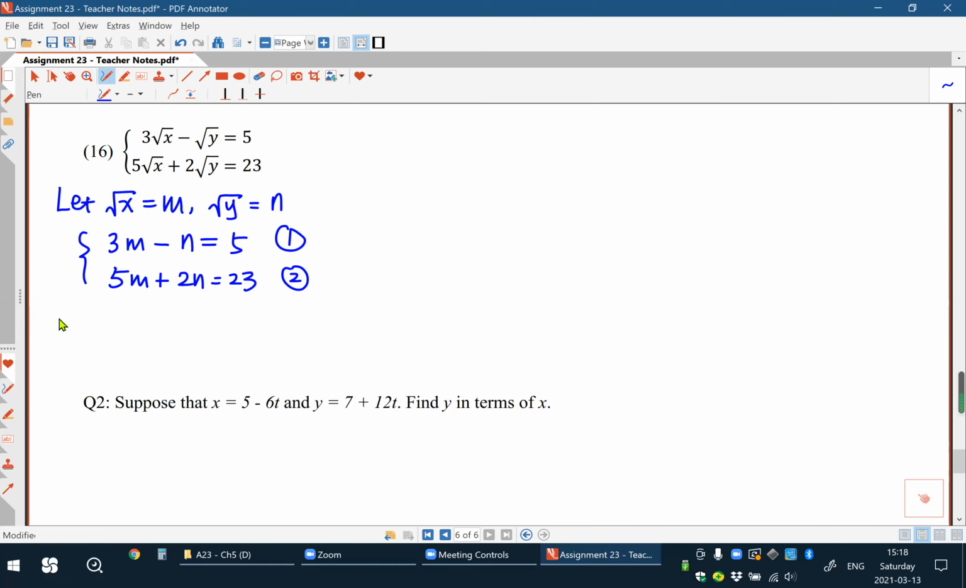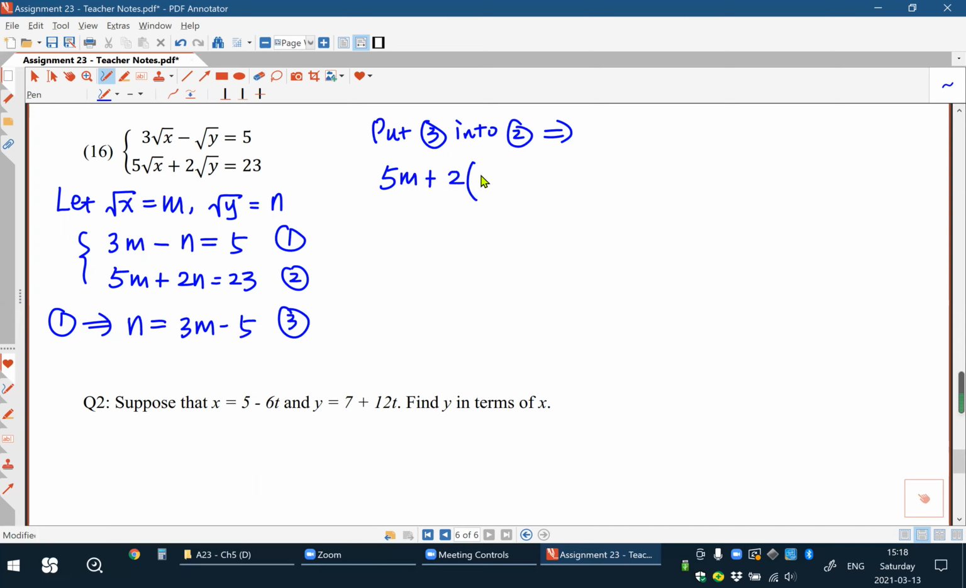So this time we'll use the substitution method to solve the new system. From equation 1, we know that n is actually 3m minus 5, right? Let's call this number 3. So now let's put number 3 into number 2. And this will give you 5m plus 2n, that means 5m plus 2 times (3m minus 5) equals 23, right? And then we can simplify this equation.